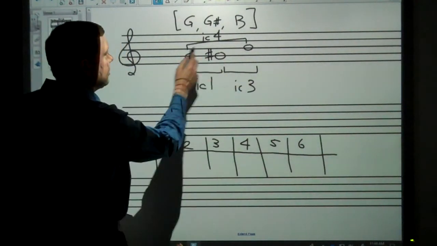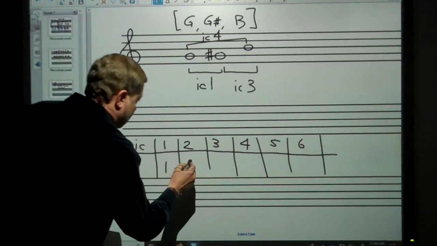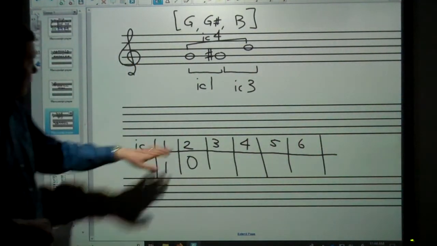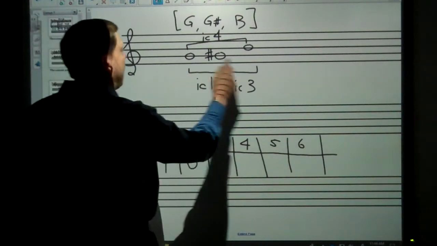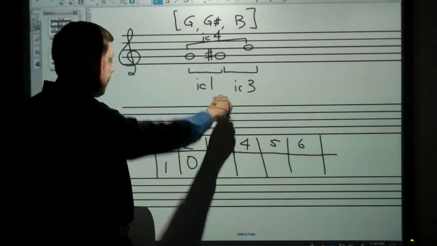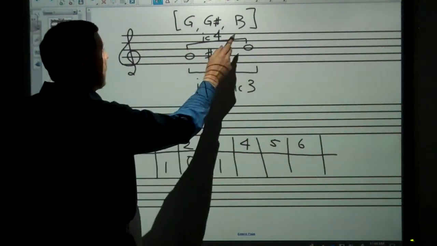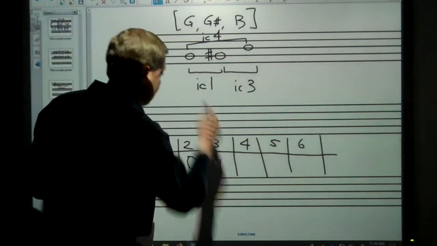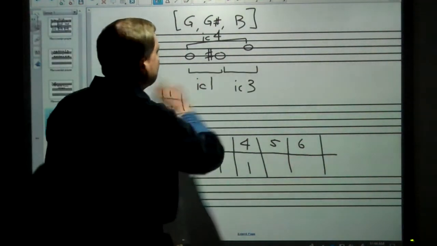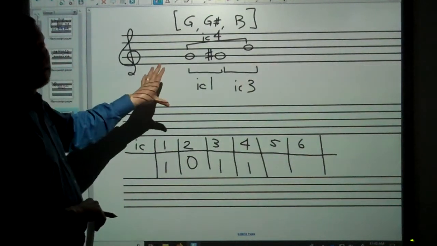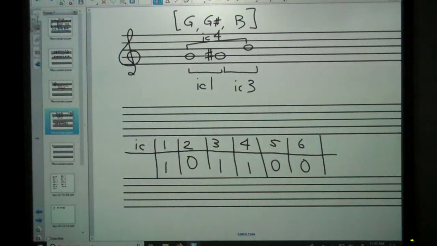Do we have any instances of interval class 2 in this set? No, we don't. We didn't find any. So we're just going to list 0 in the interval class 2 column. Interval class 3, yes, we have 1 occurrence of that, so we're going to put a 1 down here. Interval class 4, yes, we have 1 occurrence, so I'll tally that as 1. And then there are no instances at all of interval class 5 or interval class 6, so I'm going to put 0 in each of those columns.